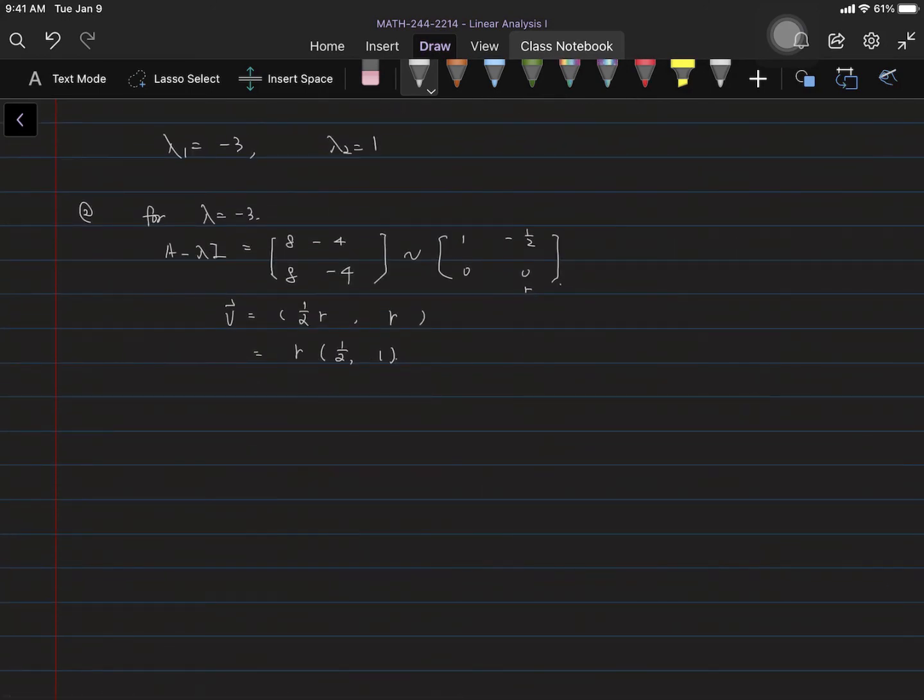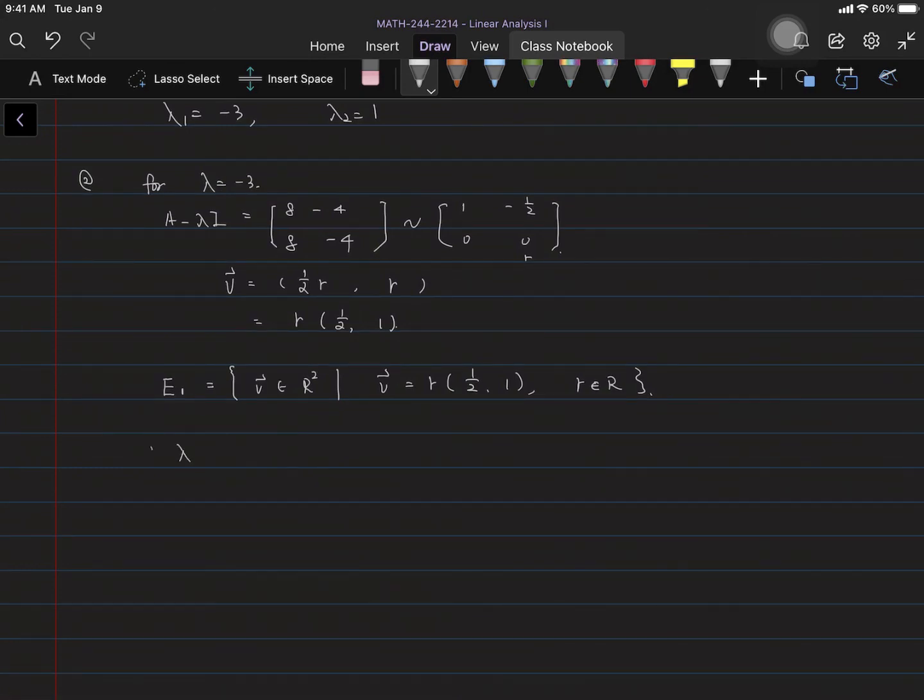Now let's see how to write down the eigenspace. For the eigenspace E1, we write this in set notation because this is a subspace. You can see all the eigenvectors are in R2 because they have two components. All the vectors have this form, r times 1/2, 1, and r is a free variable, so r can be anything. This is the set notation for the eigenspace.